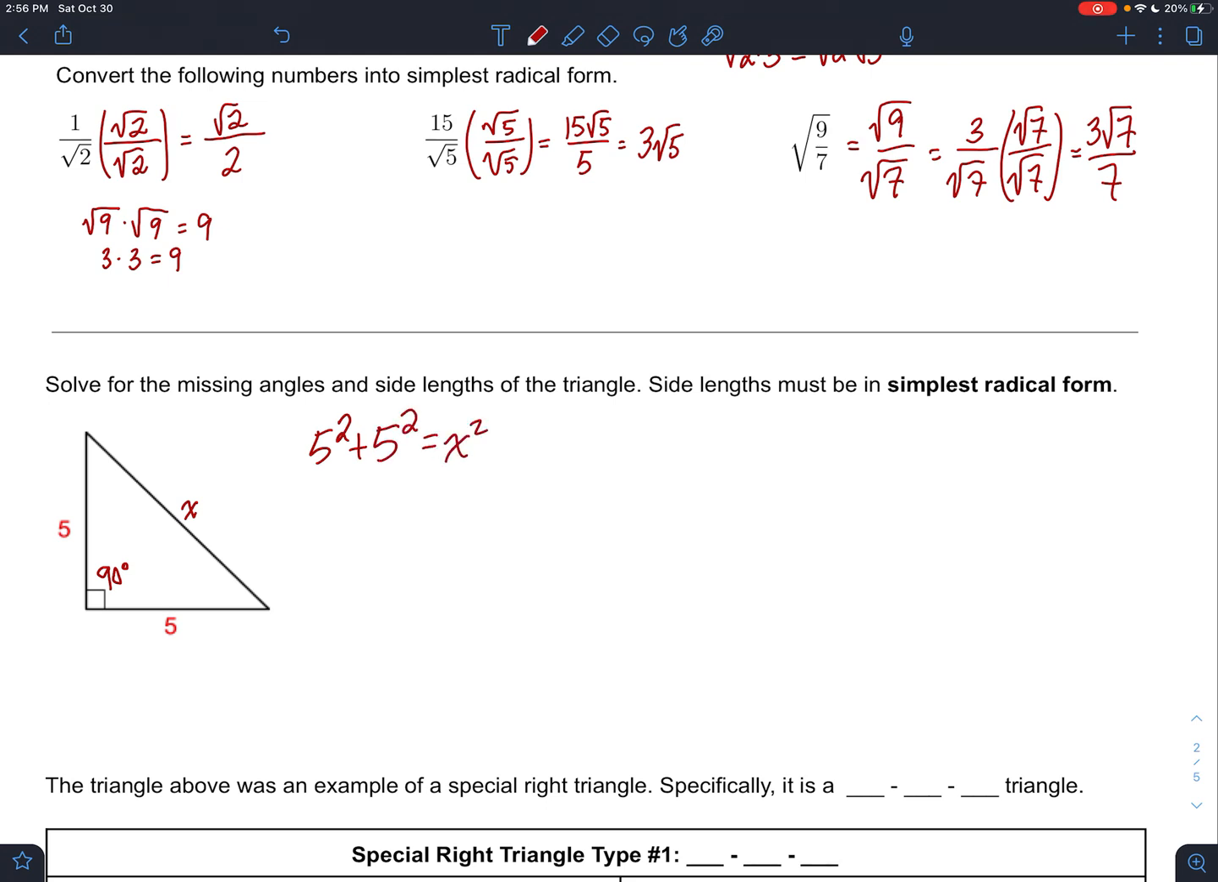And remember, the order in which these go is important. The x is the hypotenuse, so it always goes last. Okay. So we got 25 and 25, which is 50. The goal is to isolate x, so we'll take a square root. And normally we would have a plus or minus here, but distances are always positive, so we'll just keep the positive root.